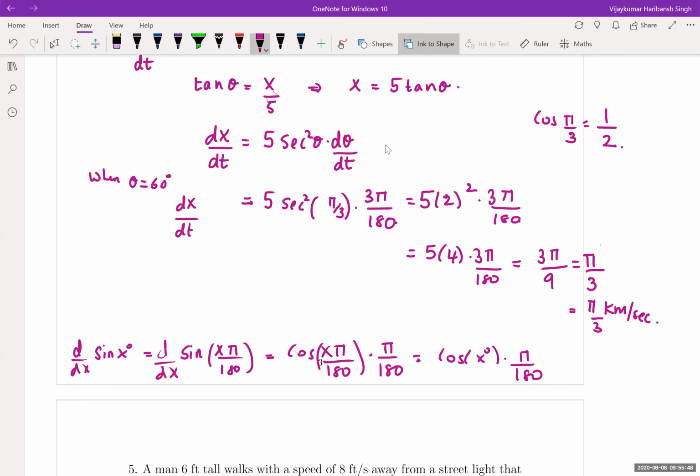This is not the same as cos x degrees, right? There's a multiplication by pi by 180. So to avoid such conflicts, you can just write things right away in radians. Okay.